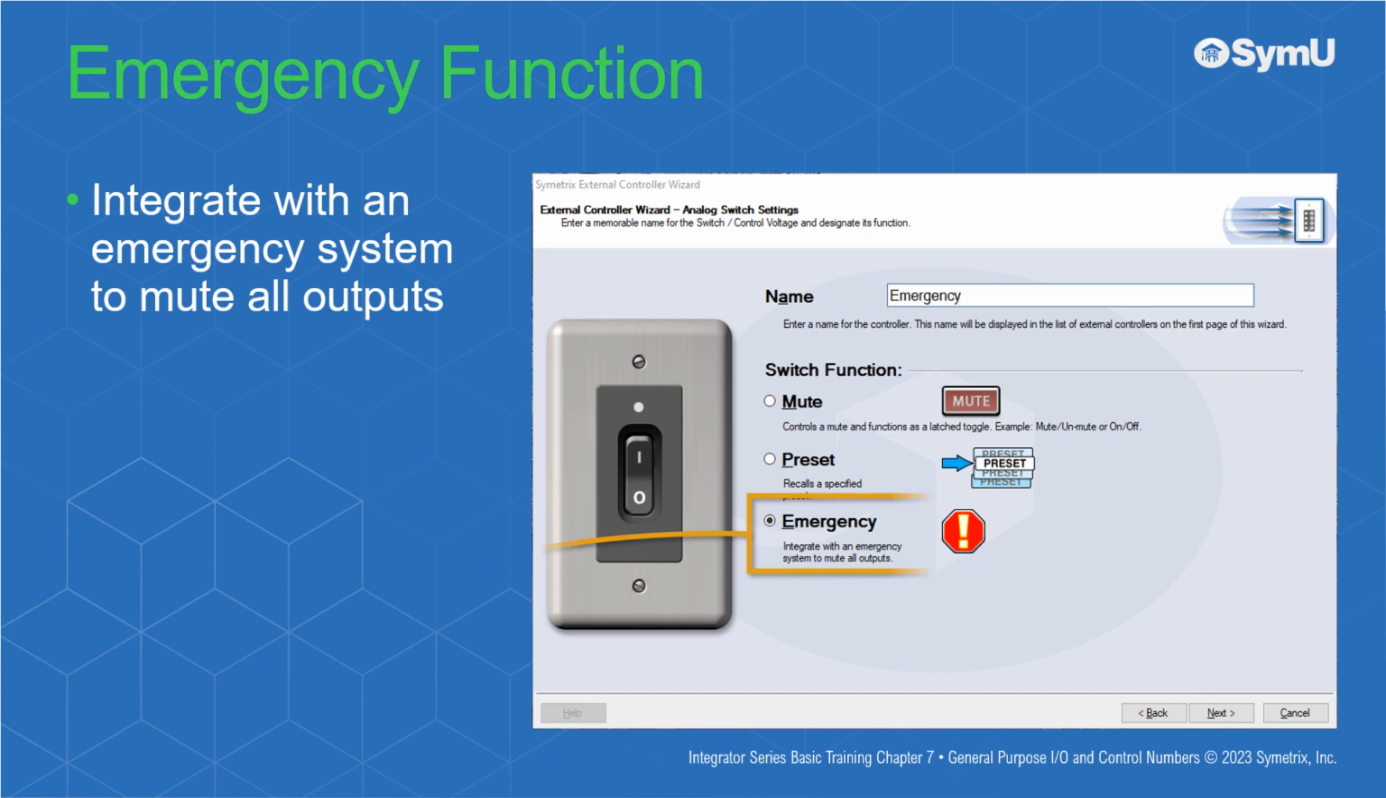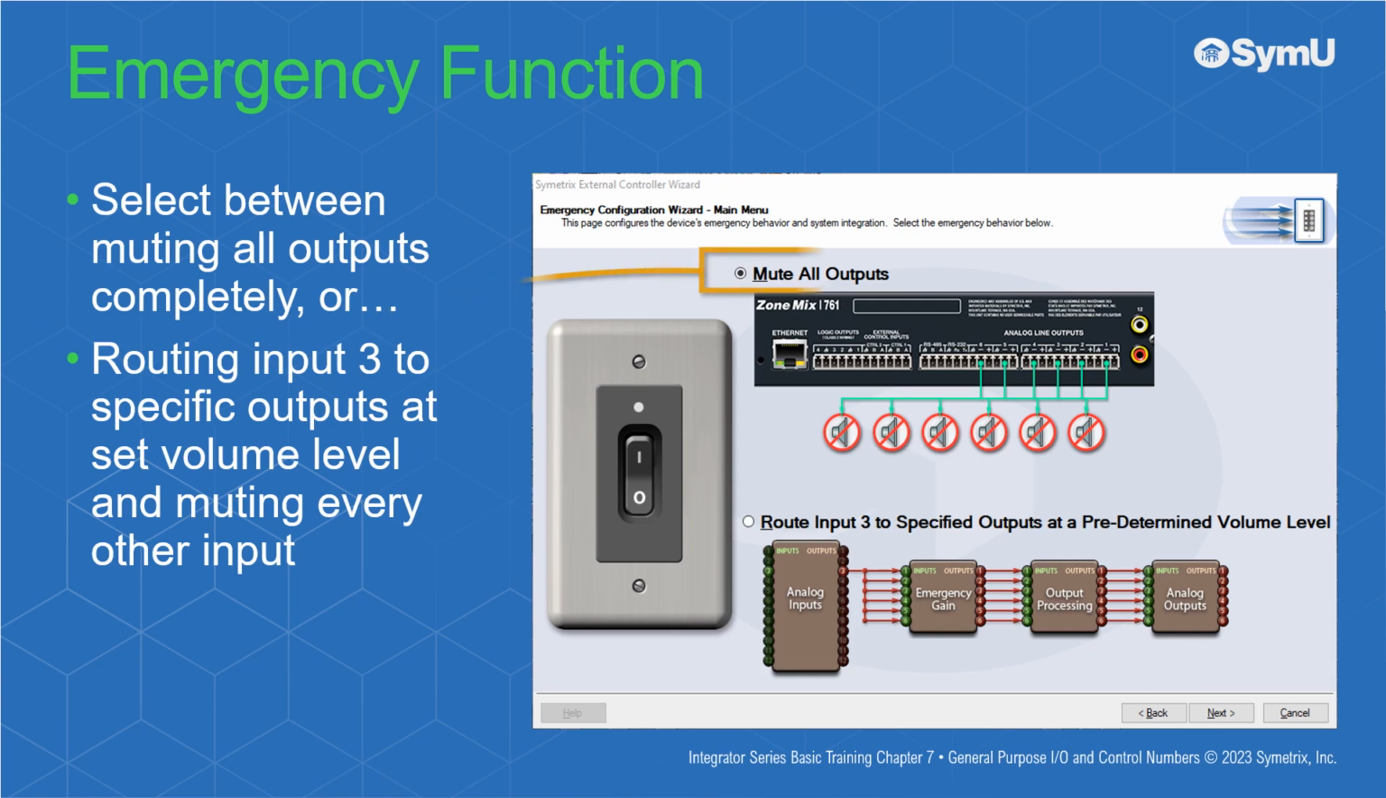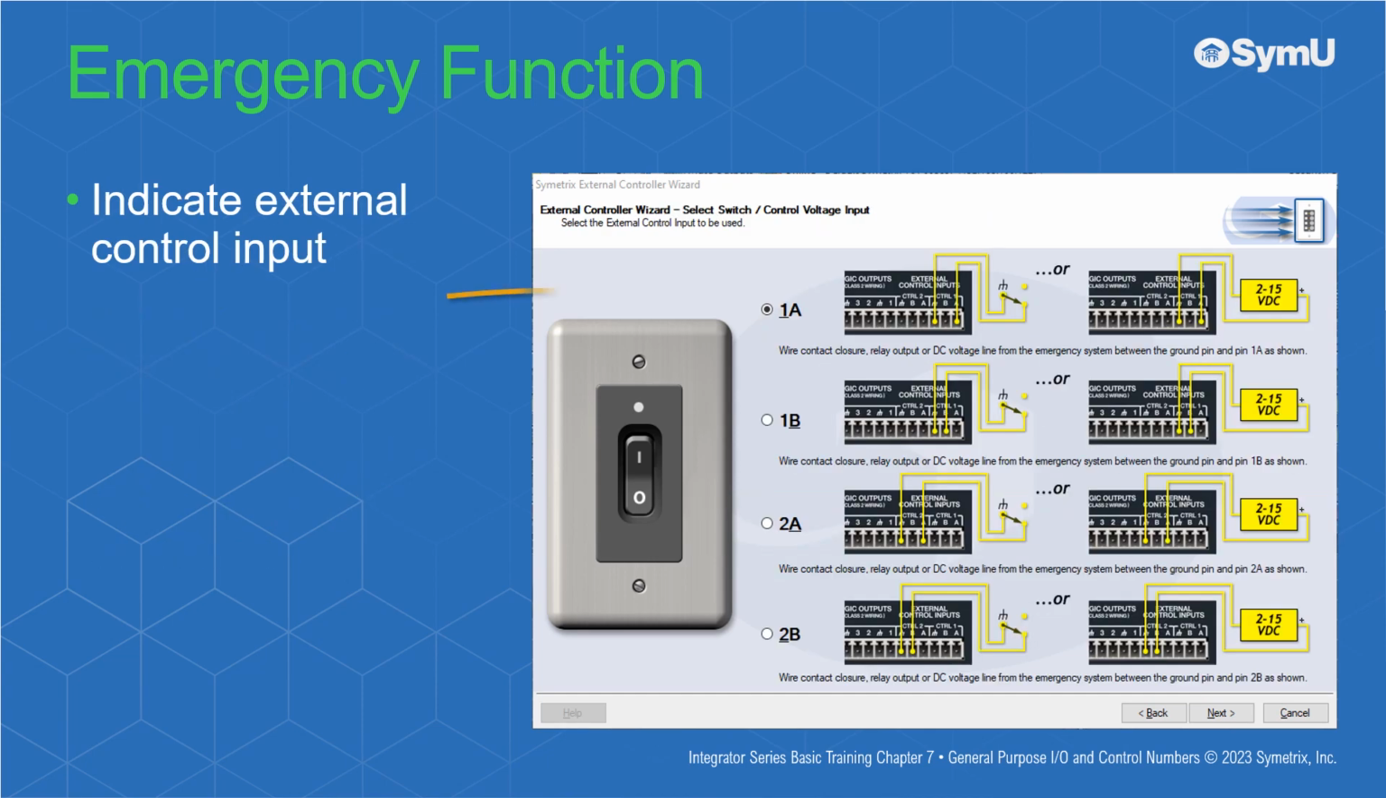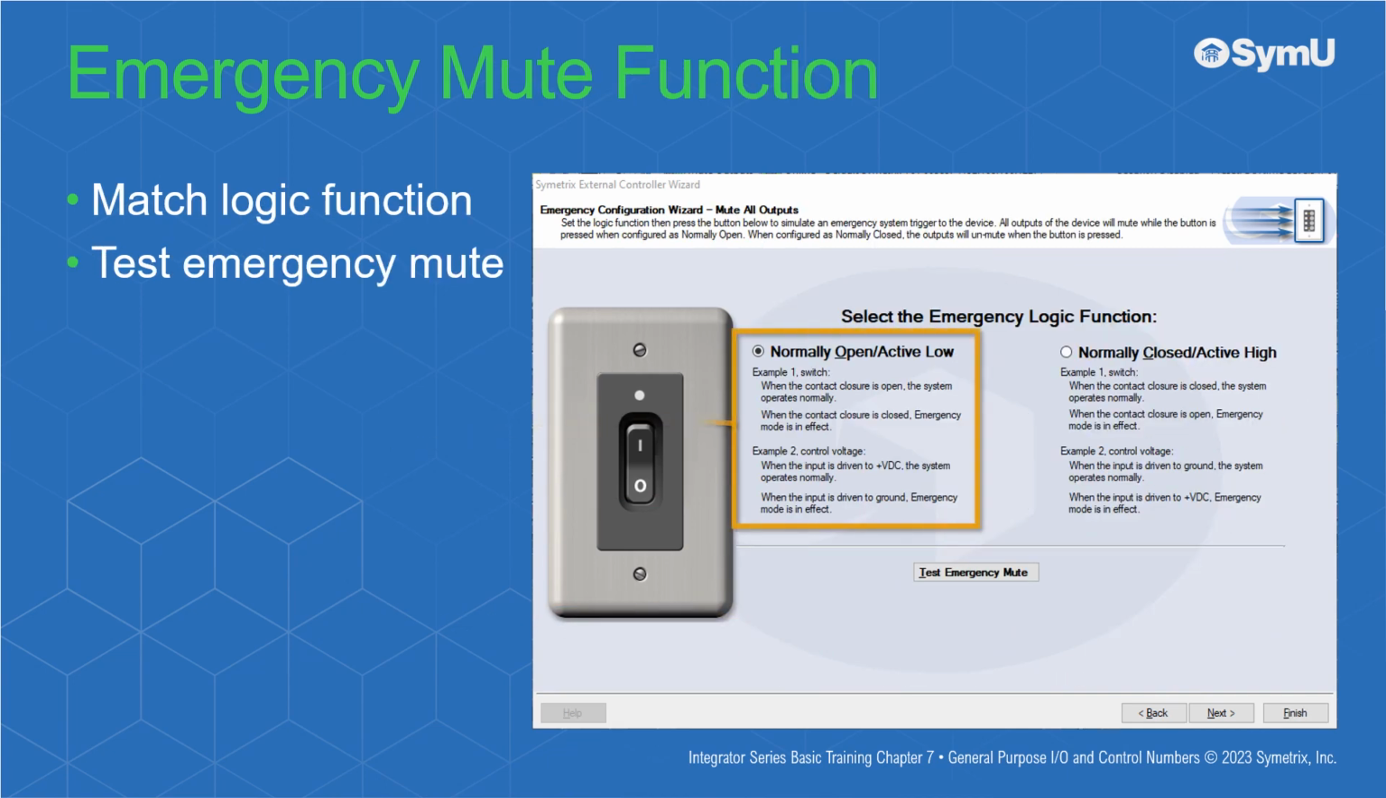The emergency function supports integration with an emergency system to mute all DSP outputs. You may select between muting all outputs completely or routing input 3 to specific outputs at a set volume level while simultaneously muting every other input. Both options bring you to the external control input selection page. Matching the logic function to the control used is done here.